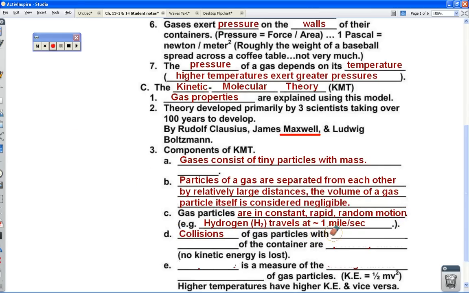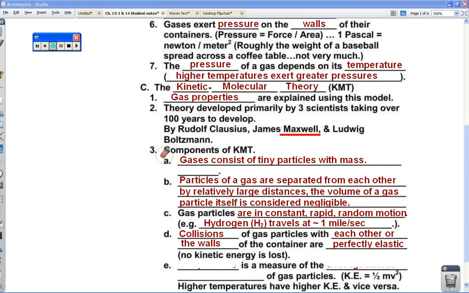The collisions of gas particles with each other or the walls of a container are perfectly elastic. No energy is lost. Right here, I want to pause for a second. I need to show you guys the happy and sad balls. If you are watching this online, you're going to have to ask me, hey, Mr. Allen, what did you show everybody with the happy and sad balls? So we're going to pause here for a moment.